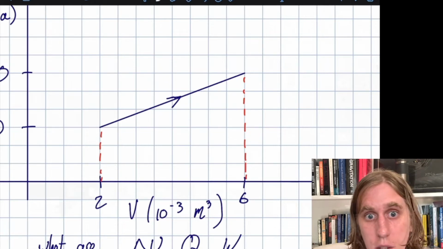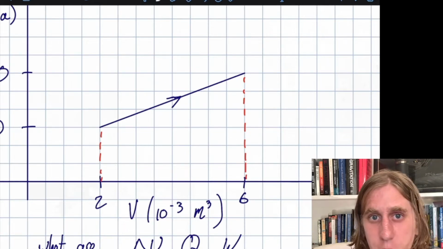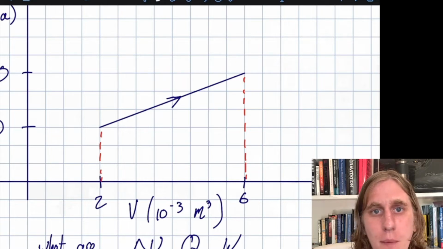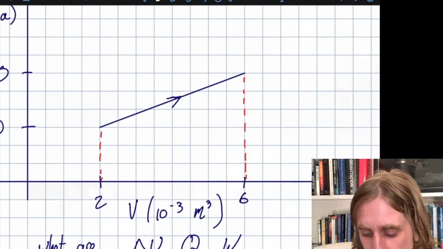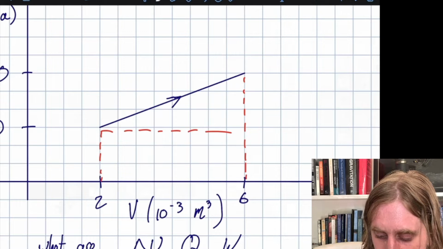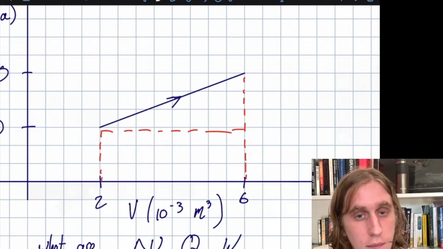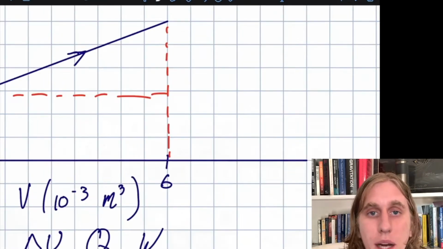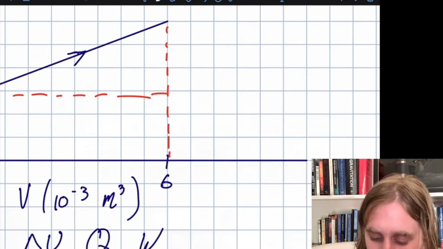Now, this geometric shape that we're looking at is a trapezoid, but you don't need to know what a trapezoid is. Instead, let's just break it into two pieces: a rectangle and a triangle. The area of a rectangle is just its width times its height.